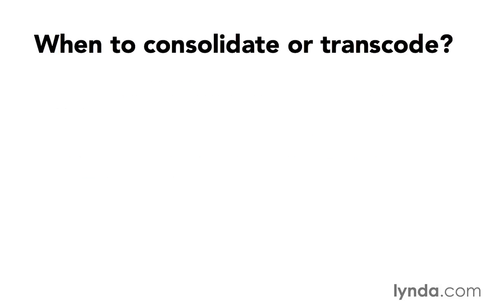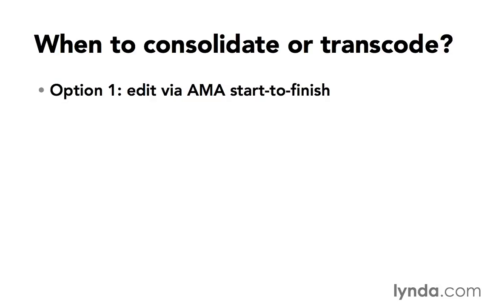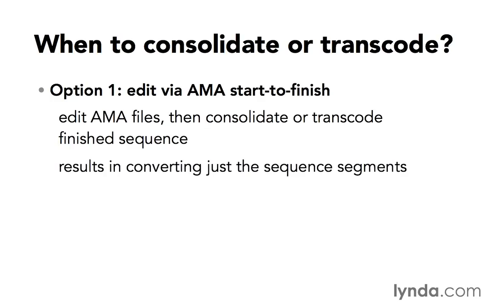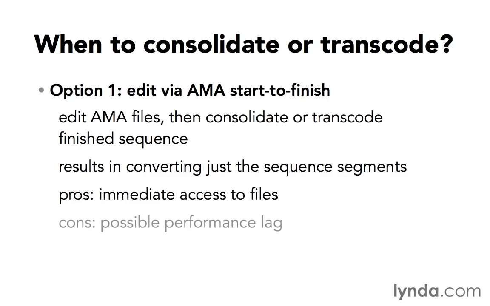With that said, there are basically three main options about when people convert their AMA media to MXF. Option 1 is to just edit the entire show with the AMA media start to finish. And as long as you aren't experiencing significant performance lag, it's okay to do this. Then, once you've edited the sequence, you can transcode it so that just the portions of the clips that you actually used in the sequence are converted to the native Avid MXF files. So with this option, you get started editing immediately. But you aren't benefiting from working in Avid's preferred way, which is with those native MXF files.